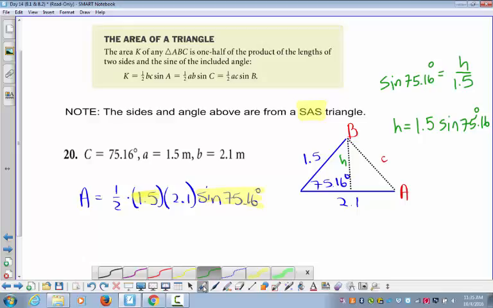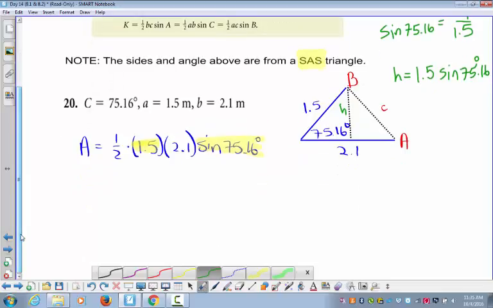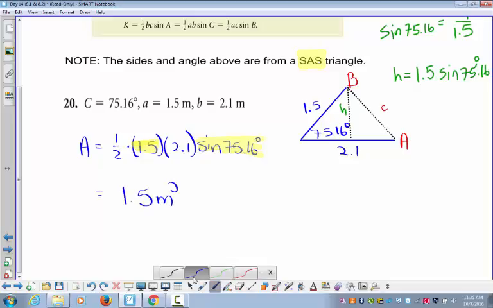So you don't have to memorize a new formula. It's more of an observation. If you have to find the area of an oblique triangle, drop that, find the height, do half times base times height. Or if you happen to remember this formula, that's fine also. But I generally don't recommend remembering a brand new formula if you don't need it. But it's a good observation to see that it falls directly from the formula you're used to. So what do we get when we type all that in? 1.5 meters squared.